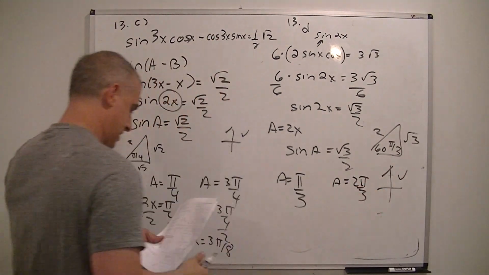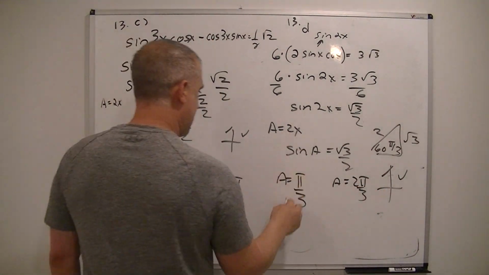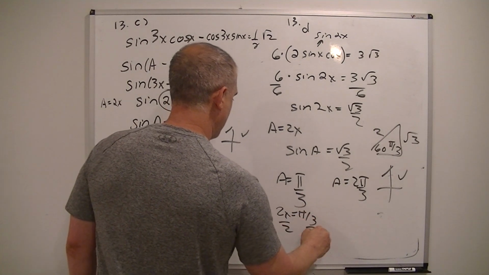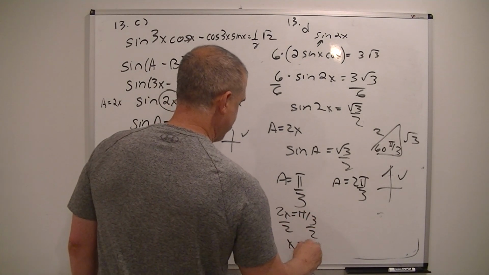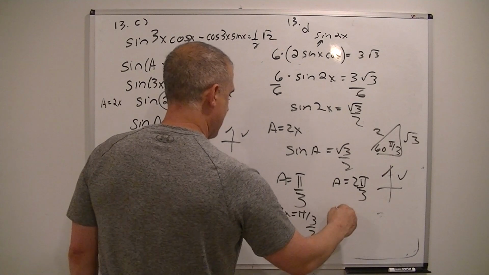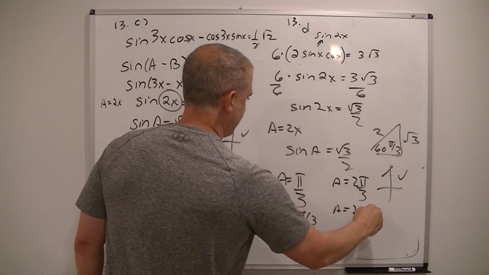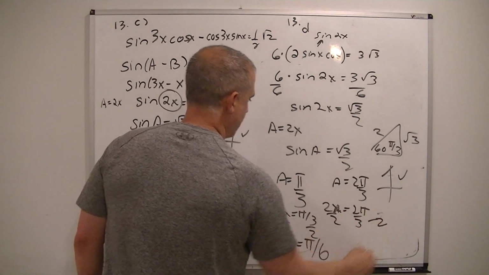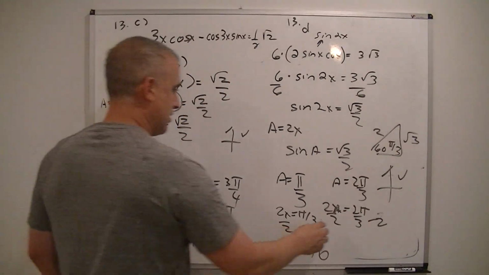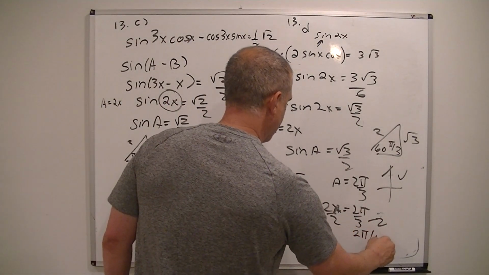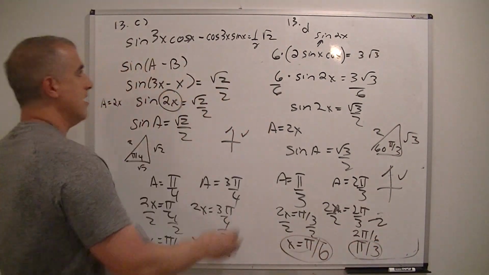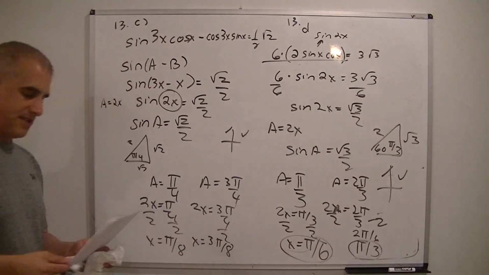Now if I put that 2x back in here and divide by 2, x is going to be pi over 6. And then if I do this one, divide that by 2, that's going to be 2 pi over 6 or pi over 3. Okay, so those would be the 2 answers there. That was pretty tricky. I'm not gonna lie, that's actually pretty tricky.